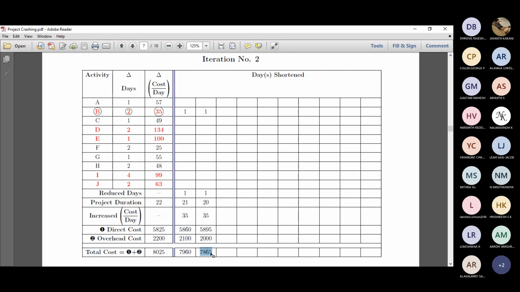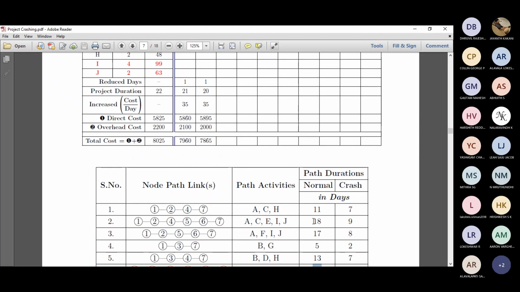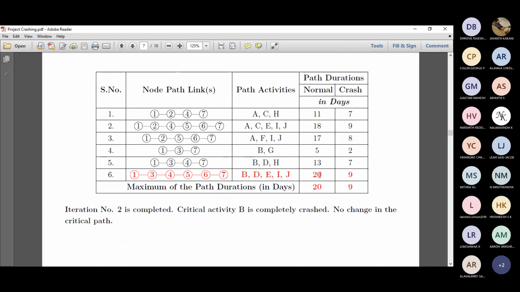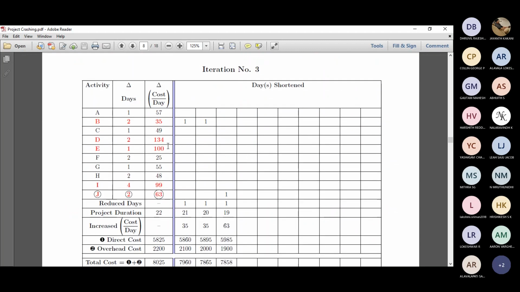So this is a typical example. Once we do that, we check the critical path, but it is still the same critical path. One thing is that we have completely exhausted B, because we can reduce it by a maximum of 2 days. The critical path has not changed, but B gets completely crashed. Next, we need to find a critical activity among B, D, E, I, J.